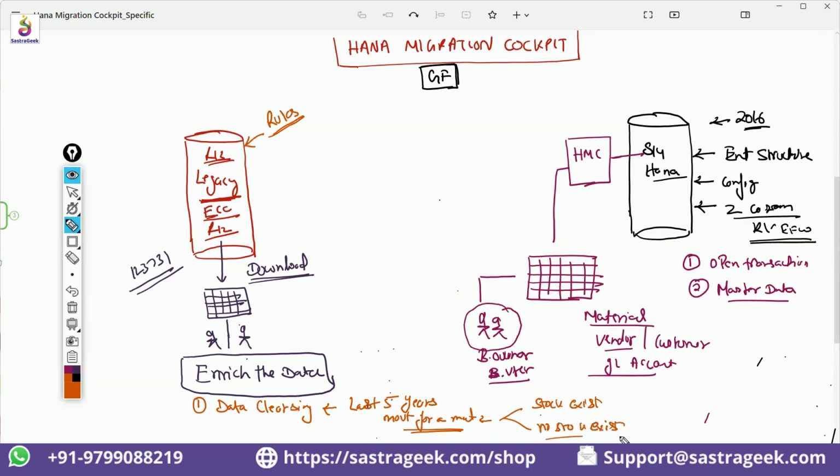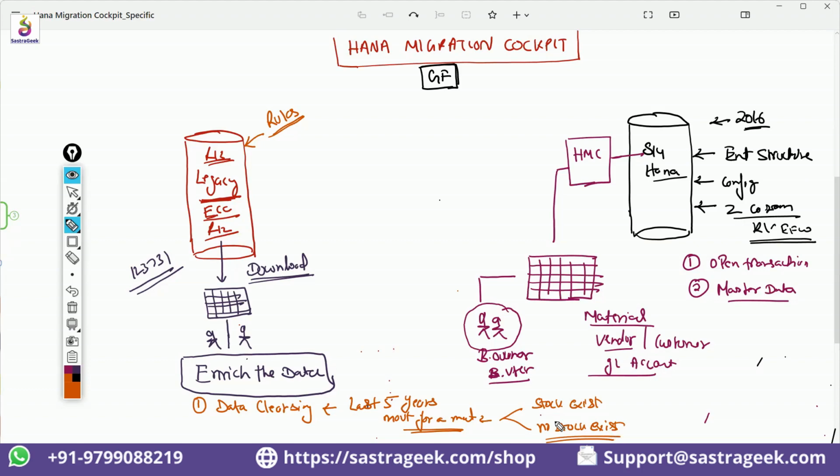If no stock exists, you can simply remove them. These materials, we are not taking them to the S/4HANA system; we are removing them. Because there is no movement in the last 5 years, the business takes this decision, not us as consultants. They go through and say that in the last 5 years we have not done any movement, and we are not bringing them in future. If it is required in S/4HANA, we will get it created then.